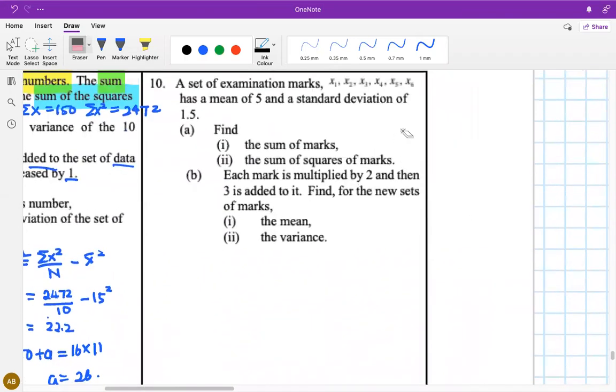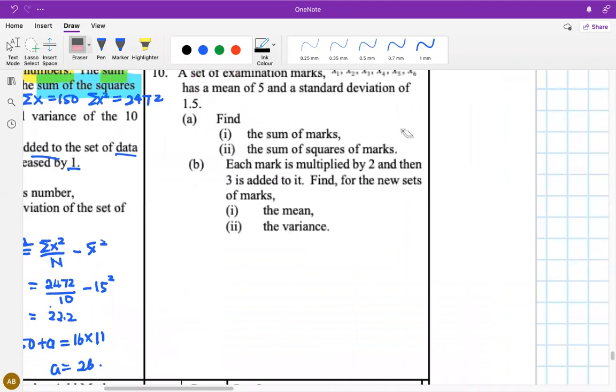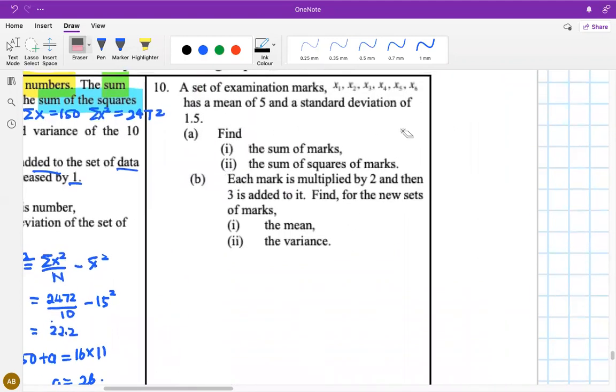Okay, so we continue. Example 12. All right, so how to solve this question? The first thing we need to know is the n, the total data.